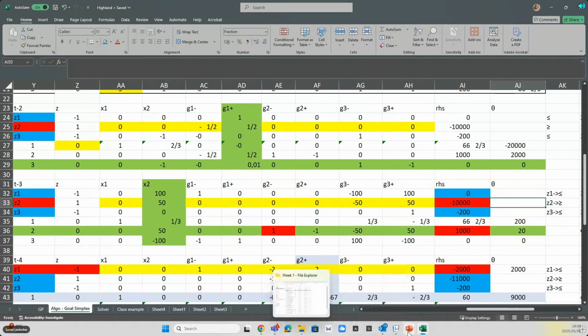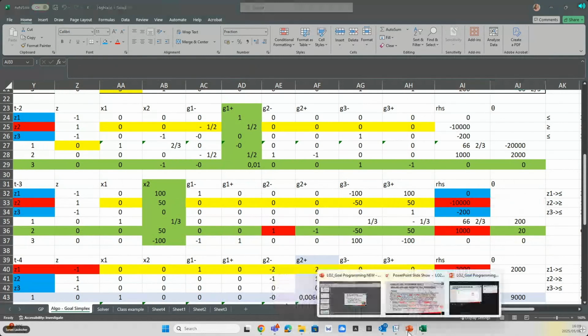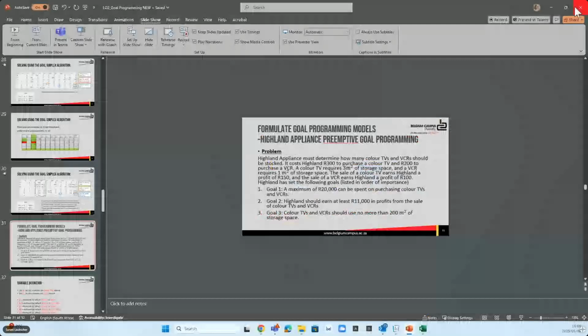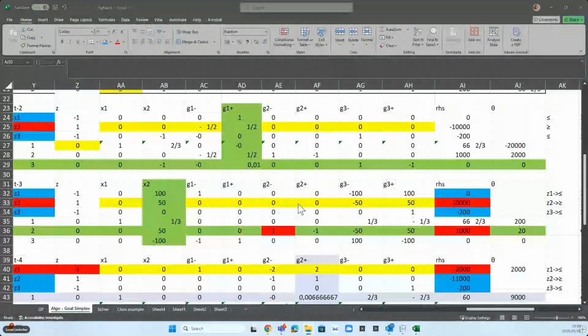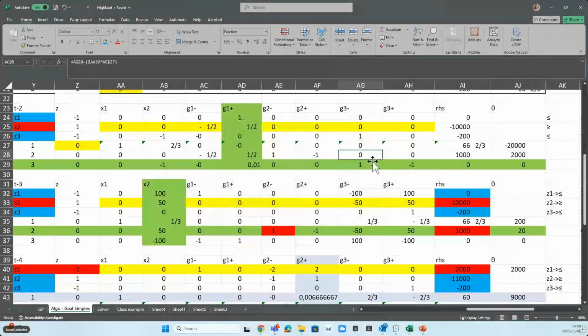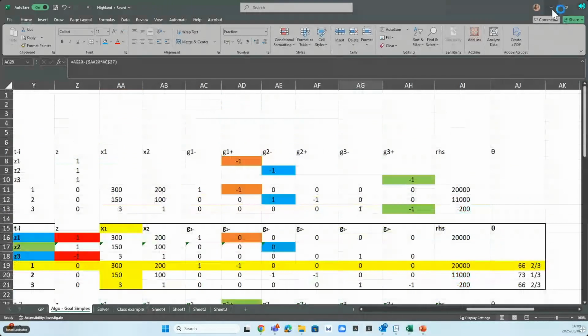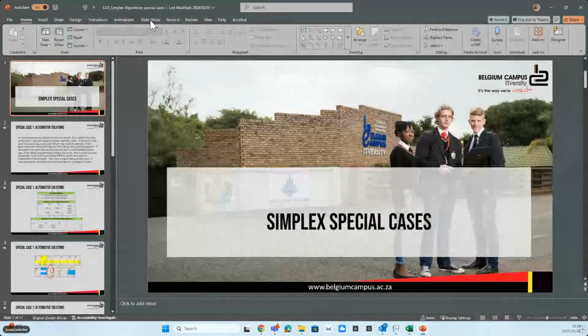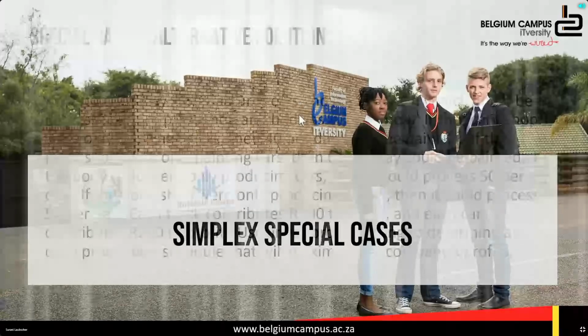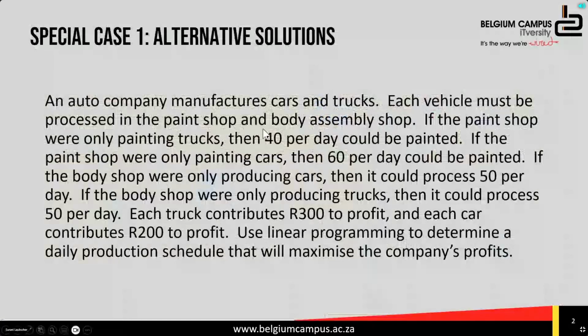Then the last thing before we start another one, I just want to go to special cases quickly. So I don't think everyone has done it. And I've been talking about special cases, but not really showing the special cases. Sorry, it's revision.